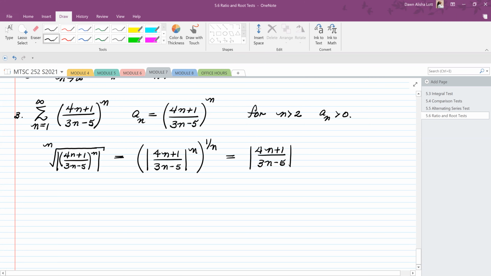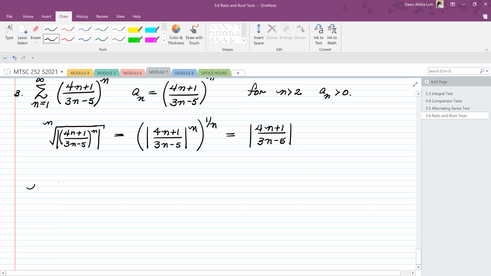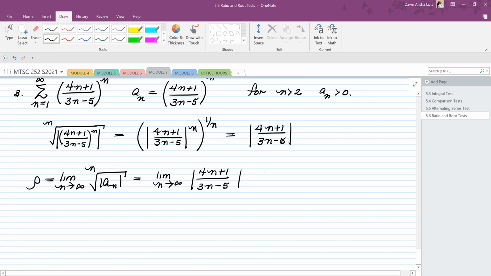Okay. So now rho, which is the limit as n approaches infinity of the nth root of the absolute value of a_n, just becomes the limit as n approaches infinity of the absolute value of (4n plus 1) divided by (3n minus 5). And that limit is 4/3. That's greater than 1, so this series diverges. Okay, any questions?